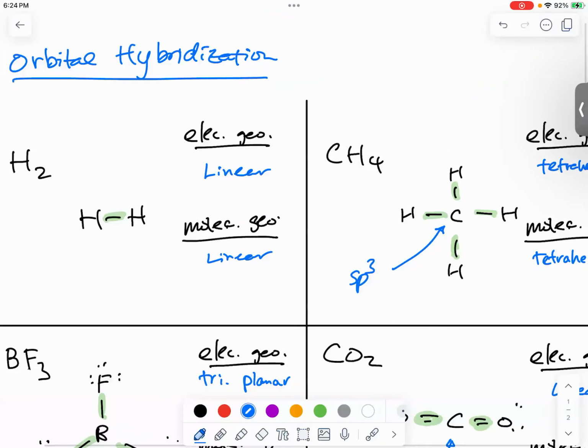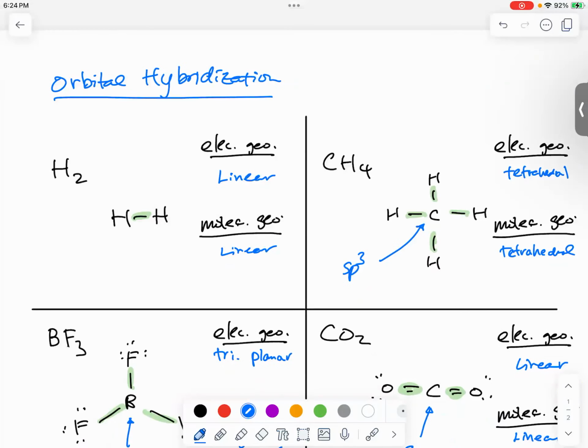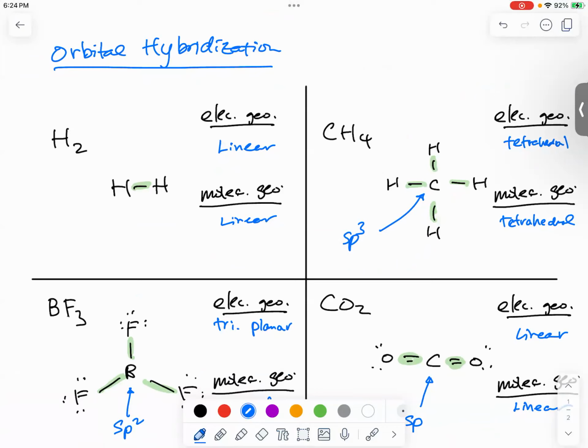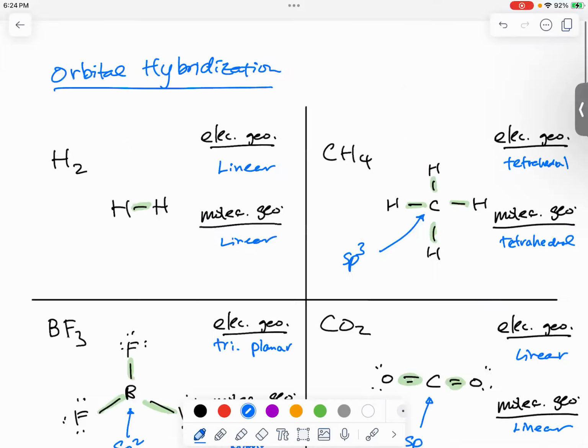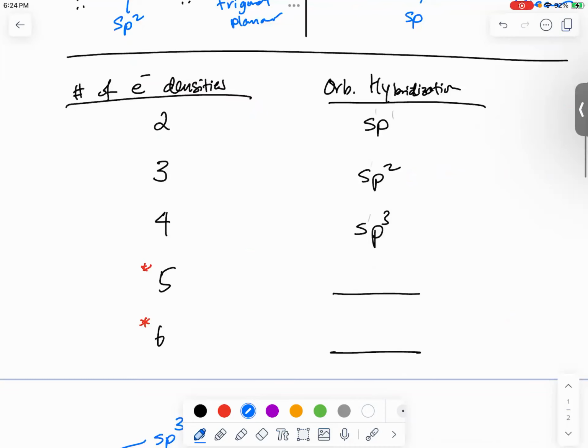Now, there's a reason why I asked you to draw. And actually, I'm not sure if you realize it, I didn't ask for the orbital hybridization for H2. And the reason I didn't ask is because there is actually no orbital hybridization for H2. That's also the reason why for this table, I did not include one electron density.